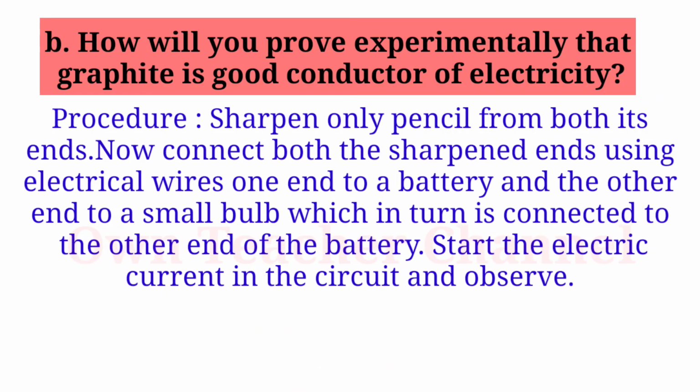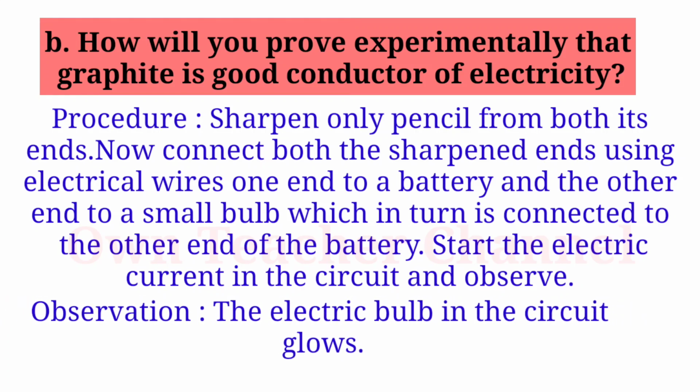Procedure. Sharpen a pencil from both its ends. Now connect both the sharpened ends using electrical wires, one end to a battery and the other end to a small bulb, which in turn is connected to the other end of the battery. Start the electric current in the circuit and observe. Observation. The electric bulb in the circuit glows. Inference. This experiment shows that graphite is a good conductor of electricity.